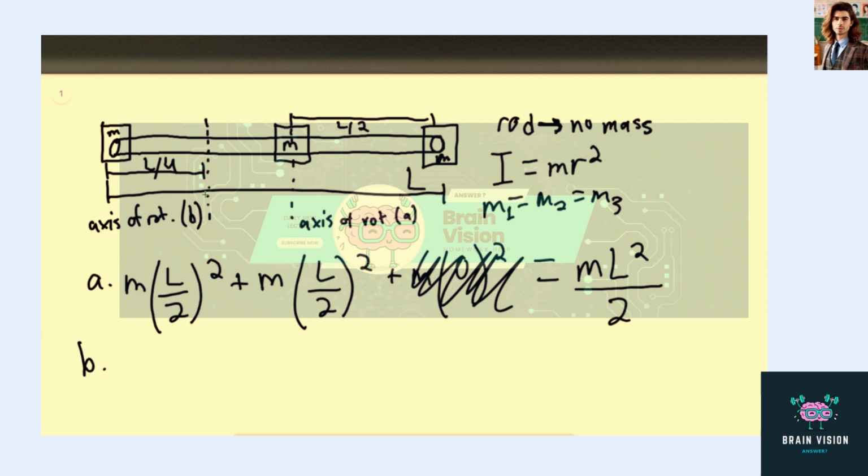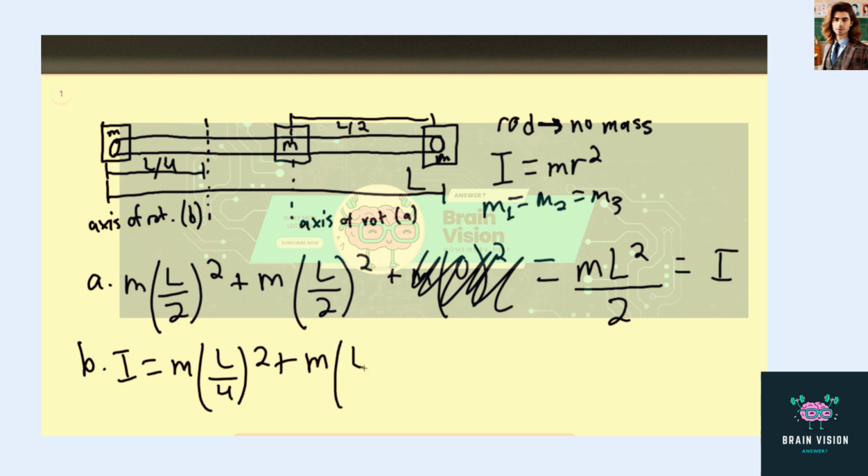For part B, this is going to be the axis of rotation. So I is going to be equal to, let's account for this one, m times L over 4 squared, plus, let's account for this one, m times L over 4 squared. And then let's account for this one. This is going to be L over 2 plus L over 4, so this is going to be m times 3L over 4 squared.